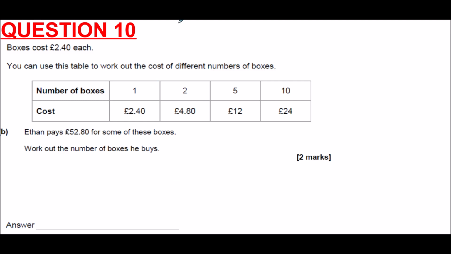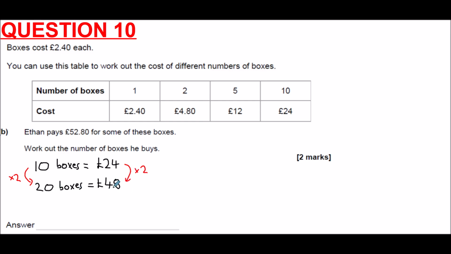But what I'd suggest first of all is look at 10 boxes. 10 boxes costs £24. So if 10 boxes are £24, we could multiply this by 2. 20 boxes, twice as many, will cost twice the price. 20 boxes would be £48. All I've done here is just multiplied the number of boxes by 2 and therefore multiplied the price by 2.